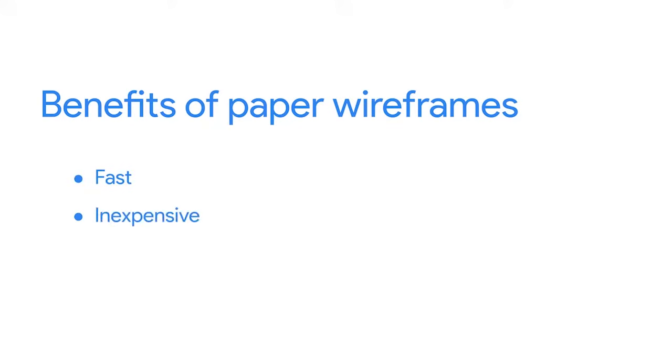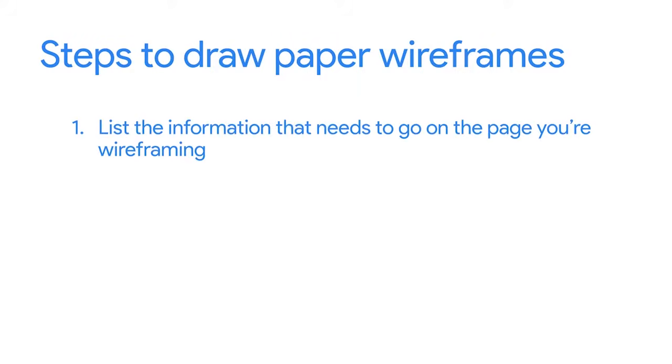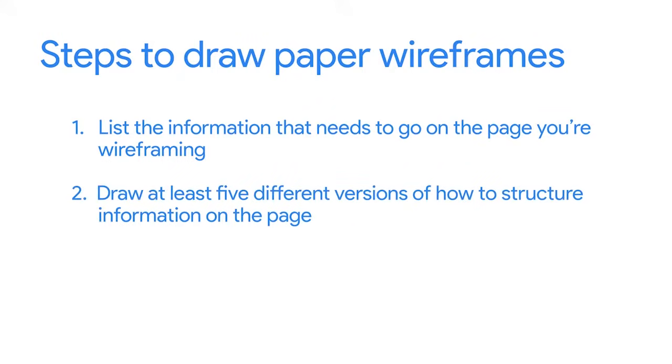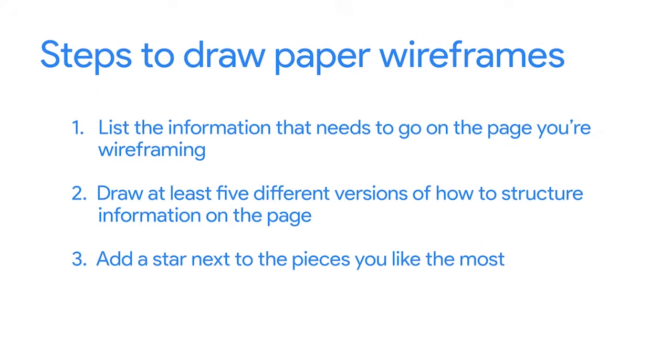They're fast, inexpensive, allow you to explore lots of ideas, and help narrow your focus on the best parts of the wireframe you draw. With all of these benefits in mind, are you ready to get started with creating your own paper wireframes? If so, there are 4 simple steps to drawing your wireframes. First, write a quick list of the information that needs to go on the page you're wireframing. Second, draw at least 5 different versions of how to structure information on the page. Third, review the different versions of your wireframe to help you refine it.